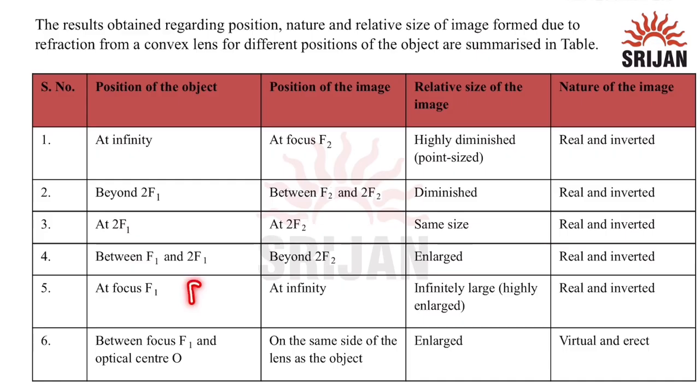If we place the object at the focus on one side, then we get the image at infinity. The size is infinitely large, that is, highly enlarged. It is real and inverted in nature. If we place the object between focus point f1 and optical center O, then the position of the image will be on the same side as the object. The size is enlarged and the nature of the image is virtual and erect.